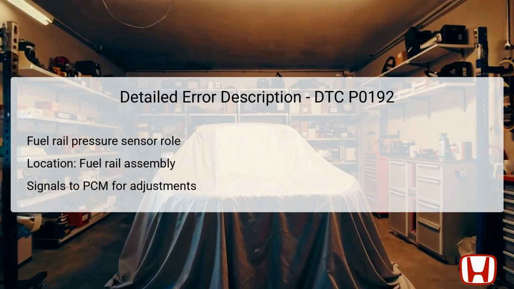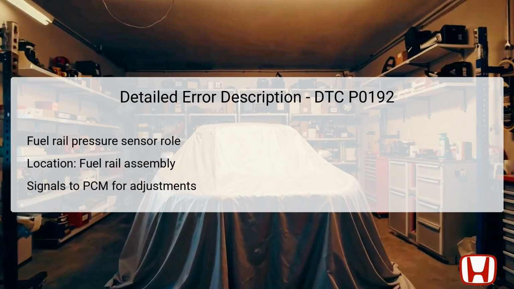The fuel rail pressure sensor is an essential component of the Honda Accord's fuel delivery system, and its primary role is to monitor the fuel pressure within the fuel rail. It is positioned directly in the fuel rail assembly, where it can effectively sense the pressure of the fuel that is being delivered to the engine. The sensor converts the measured pressure into electrical signals, which are then sent to the powertrain control module, commonly known as the PCM. The PCM uses these signals to control the high-pressure fuel pump solenoid so that the fuel pressure remains within specified limits under various operating conditions.